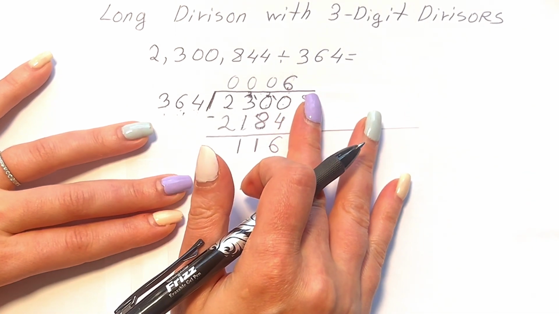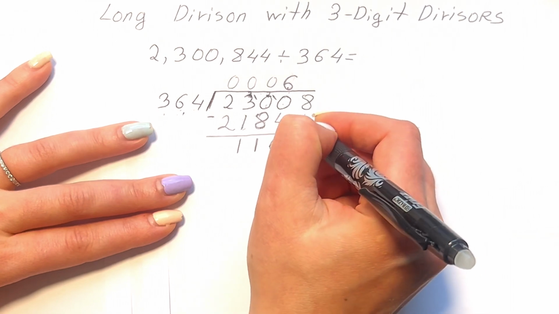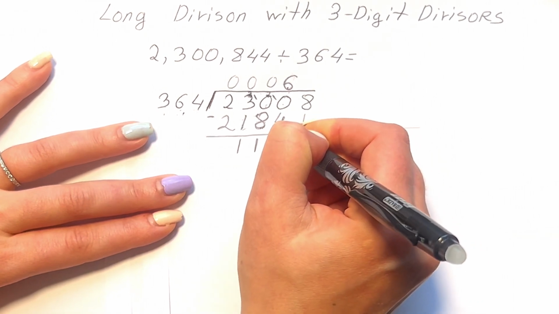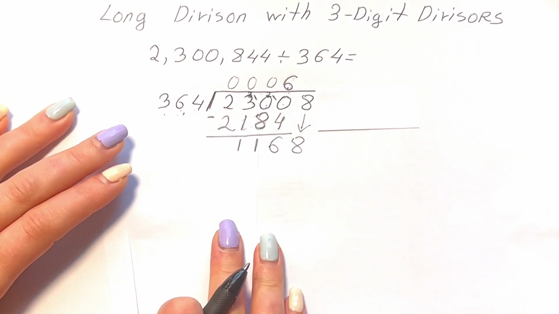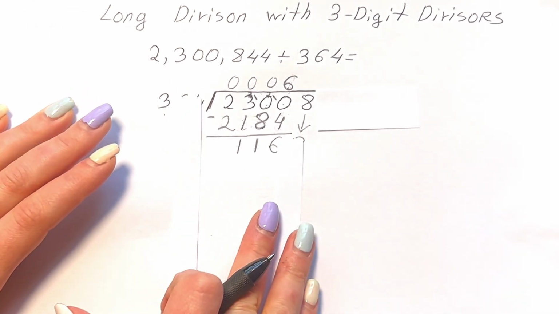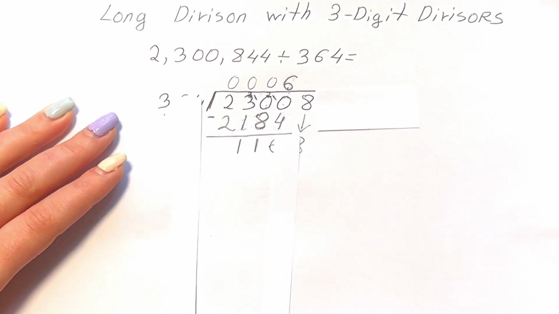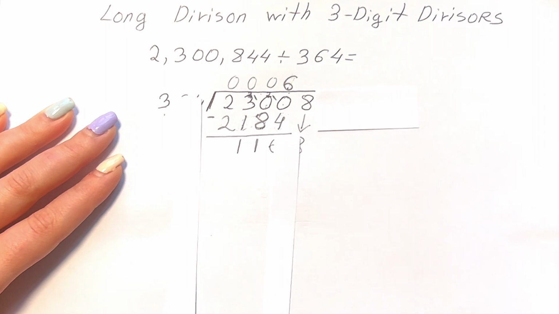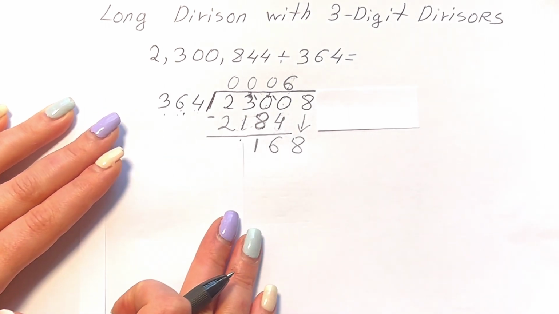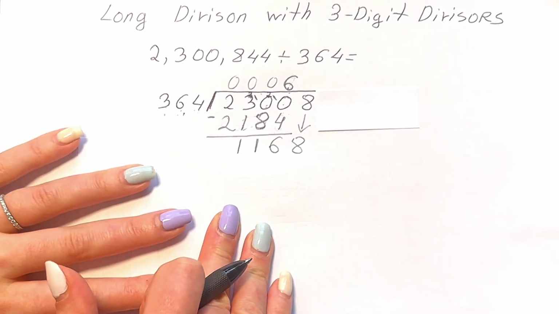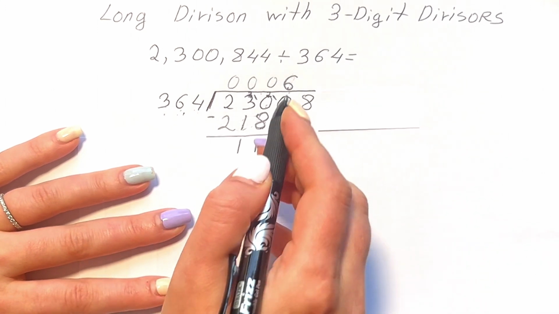Let's go and get the next digit. 8. Again, the same way, I'm gonna cover 2 from the divisor, 2 from the dividend. 3 goes to 11 3 times. So 364 goes to 1,168 3 times.